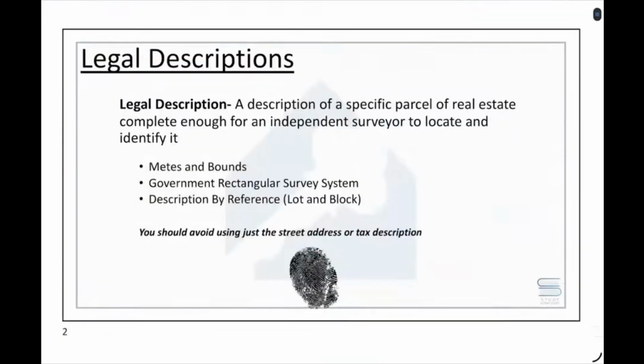So, our legal descriptions. In order for us to transfer title, we have to be able to say, well, what is this house that I'm transferring? What is this piece of property I'm transferring? And it needs to be clear. And that means we need to give what's called a legal description. And you see it here, a description of a specific parcel of real estate that's going to be complete enough for an independent surveyor to locate it and identify it.